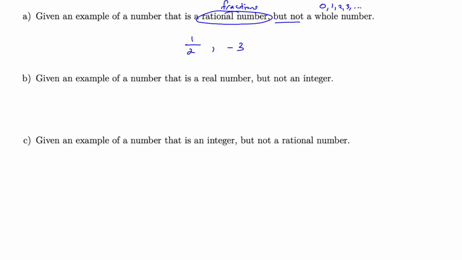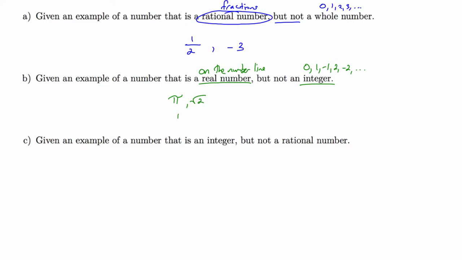In part B, we want to find something that is a real number, meaning it is on the number line, but it is not an integer, meaning it is not a positive or negative whole number. So it can't be 0, 1, -1, 2, -2, or so on. So we simply need to find some number on the number line that is not an integer. One example could be pi, or the square root of 2, or any other irrational number.